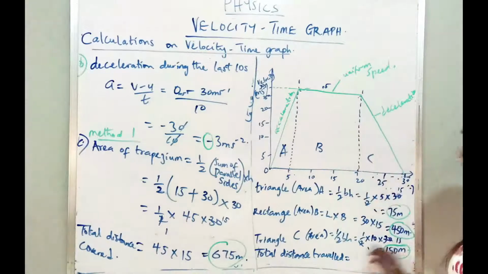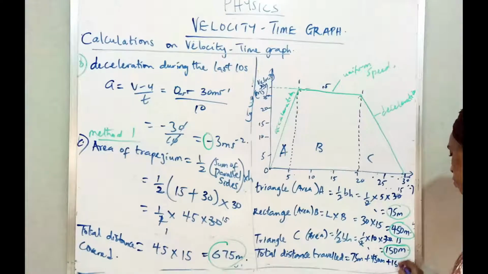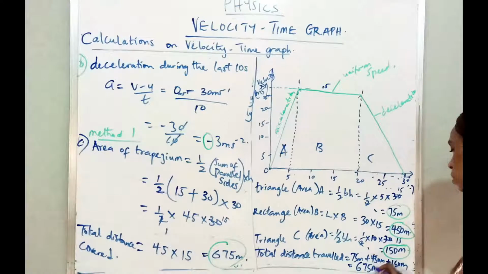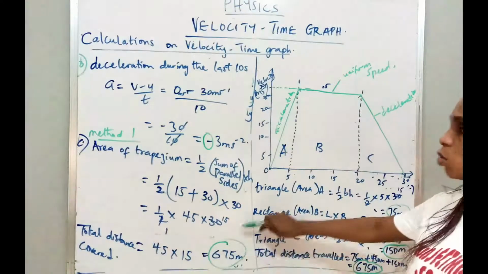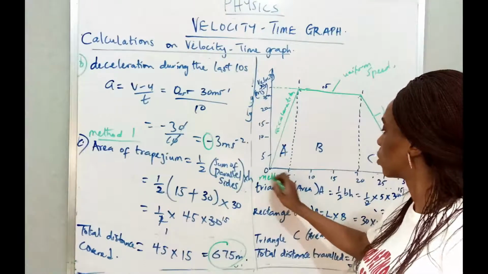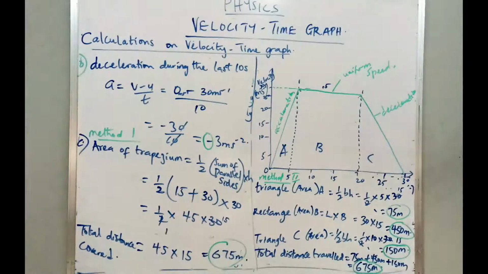Equals the sum of all this: 75 meters plus 450 meters plus 150 meters. And that will give me 675 meters. I have 675 meters, which is equivalent to what we did using method one. Here is method two. So I hope that is very clear and well explanatory. I think we've done justice to that question.